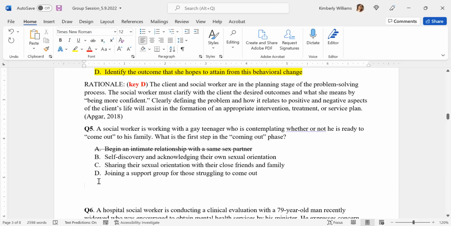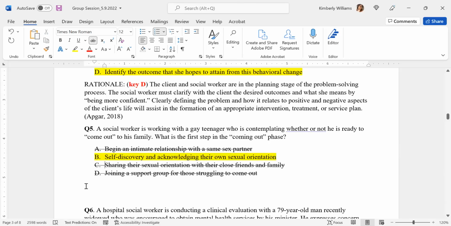C, sharing their sexual orientation with their close friends and family. Scratch. So that's not the first step in coming out. D, joining a support group for those struggling to come out. Scratch. So everybody okay with B? The first stage of coming out is self-discovery and acknowledging their own true sexual orientation.